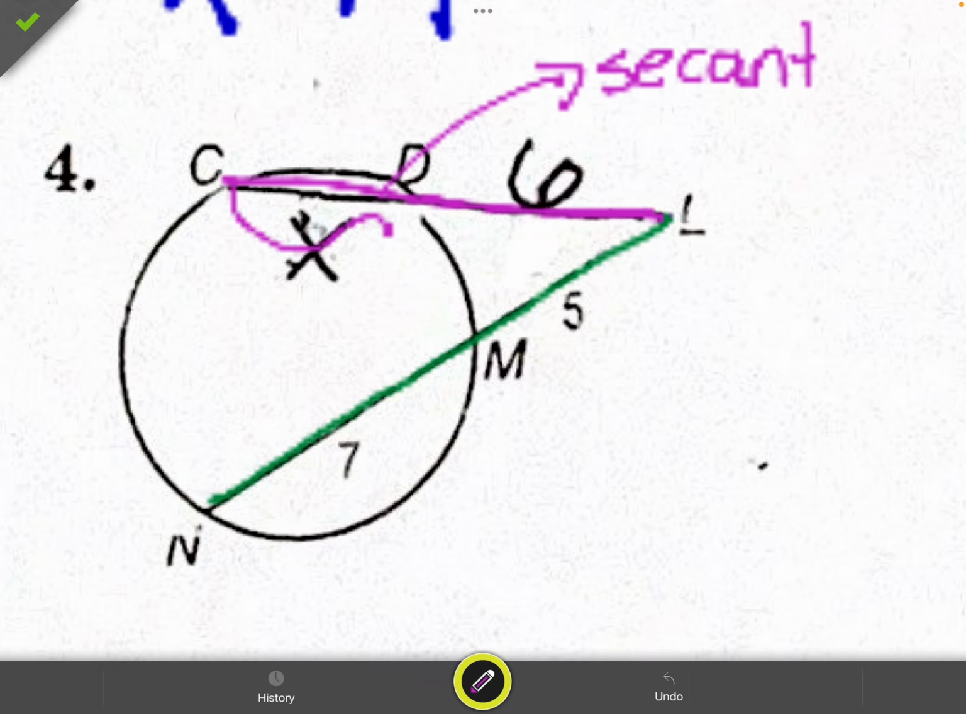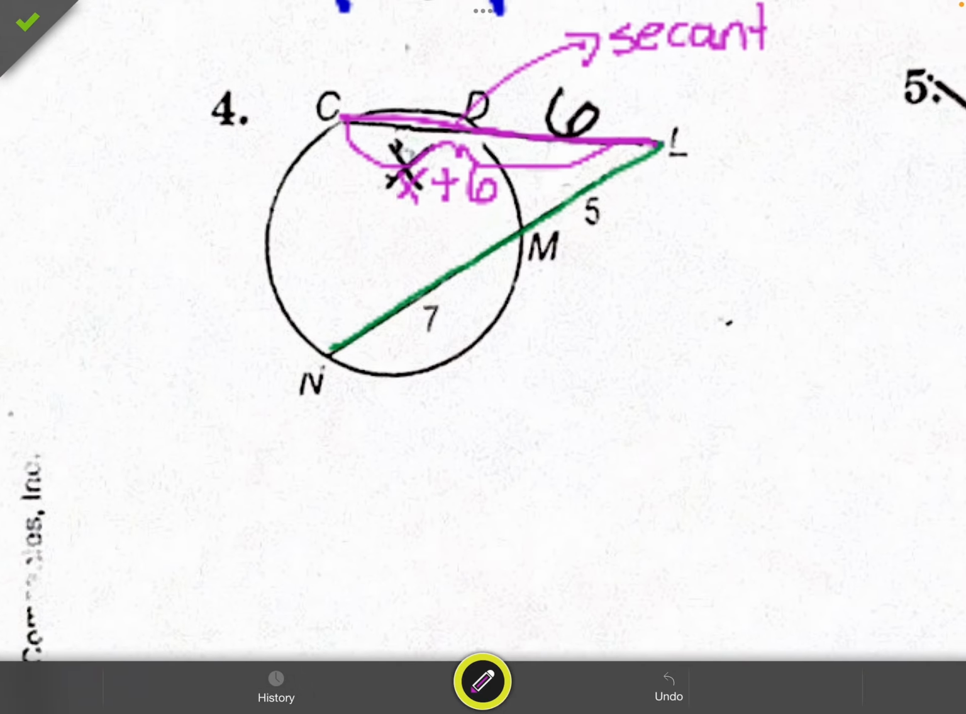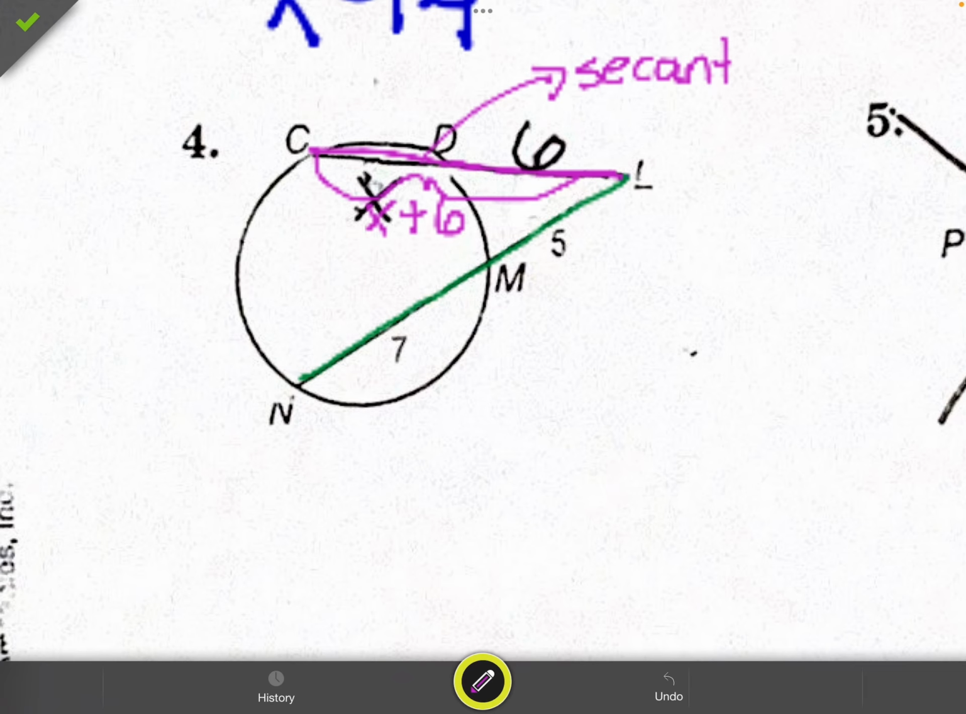When you see that, put the brackets on it because you know you're going to have to add your 2 pieces, the first piece plus the second piece. Secant, our little formula, is whole times exterior. So when you do the bracket and you add your 2 pieces, that gives you your whole. So whole, remember, put it in parentheses, they have to stay together, times exterior, the 6 pieces on the outside. Whole times exterior. So we're done with that segment.